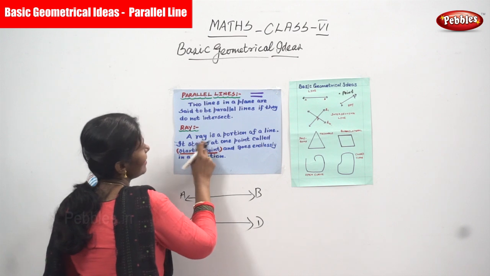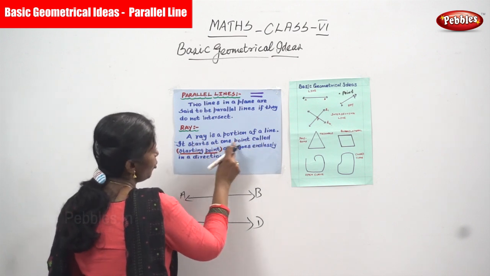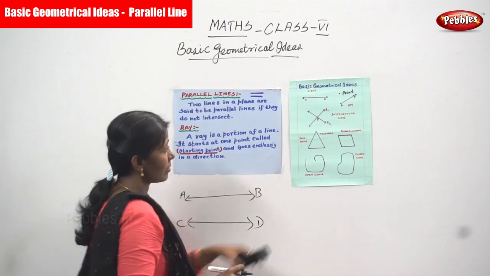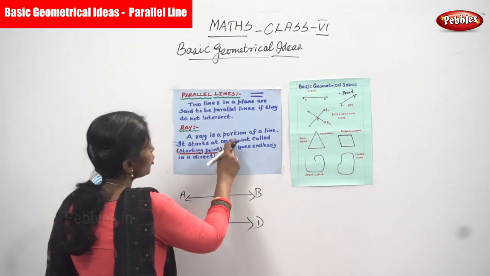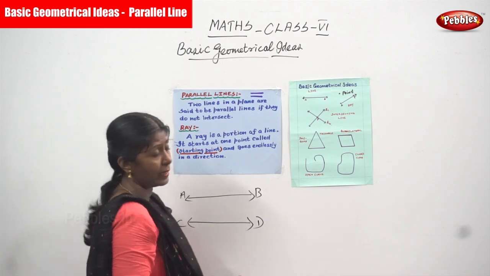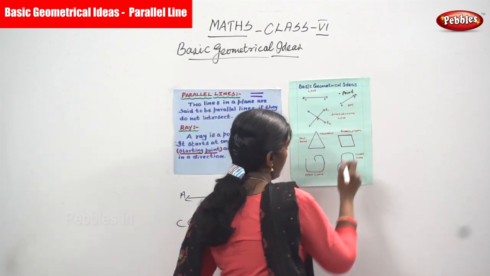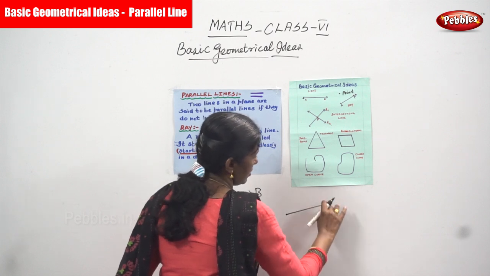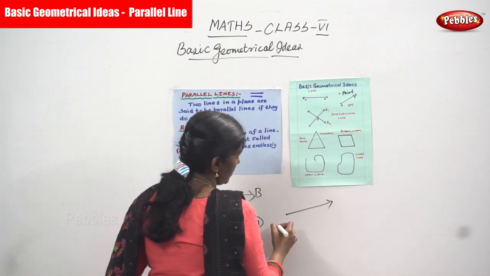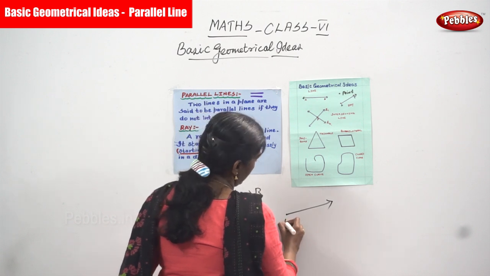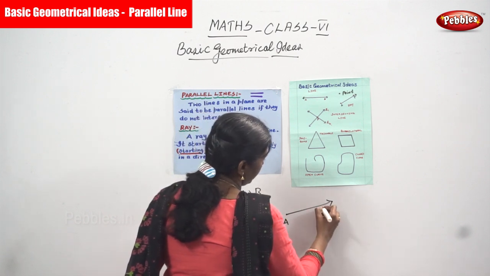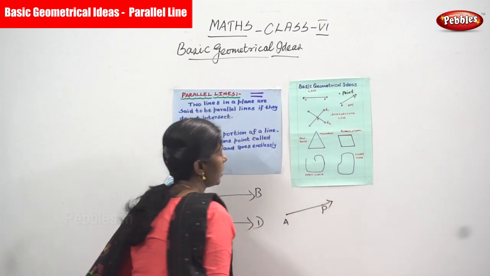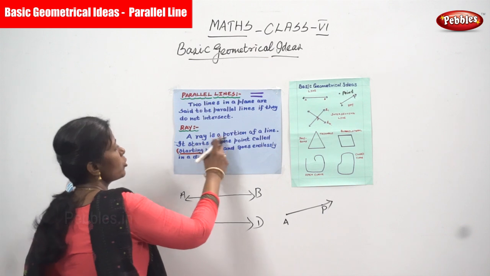Next is ray. A ray is a portion of a line. It starts at one point called the starting point and goes endlessly in a direction. I have drawn a ray already. A ray is a portion of a line. This is called a ray.